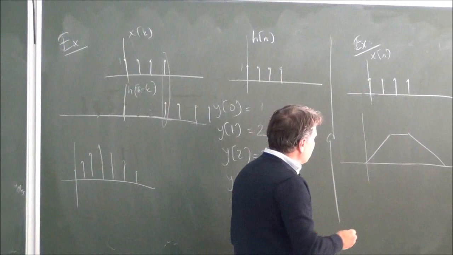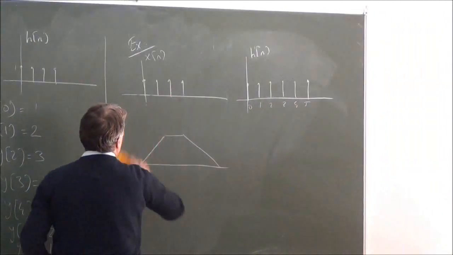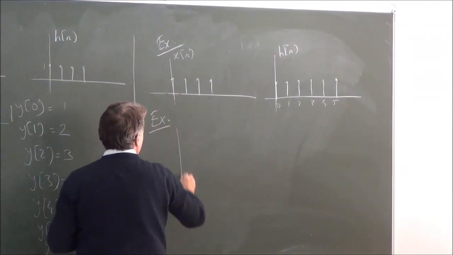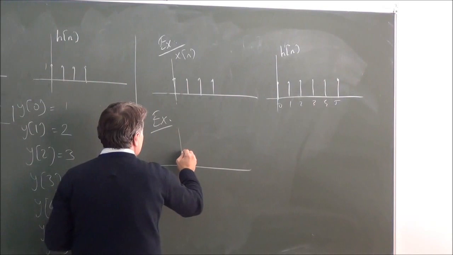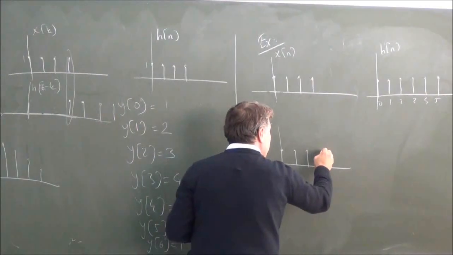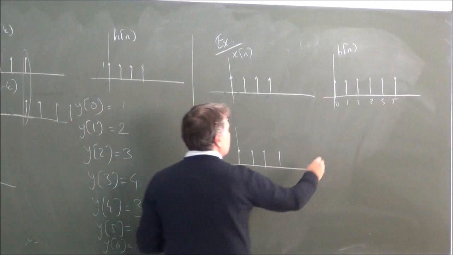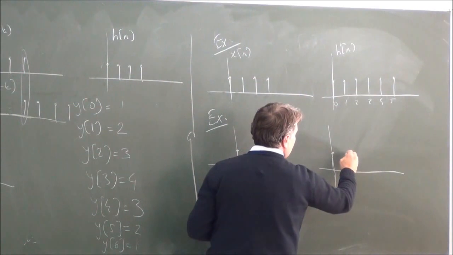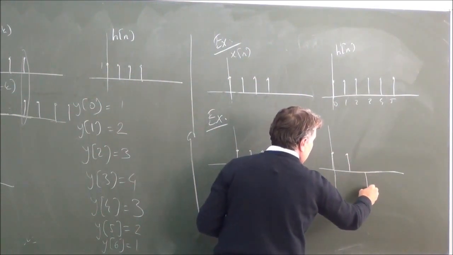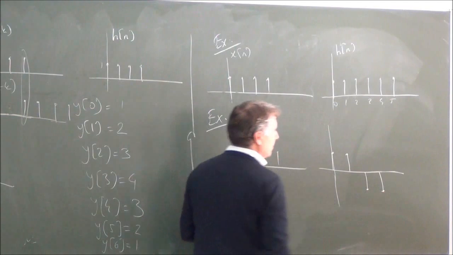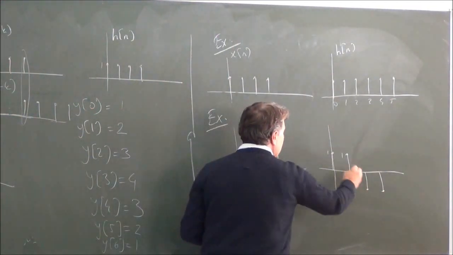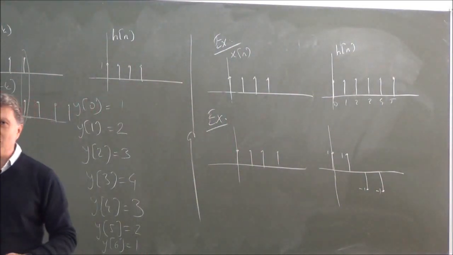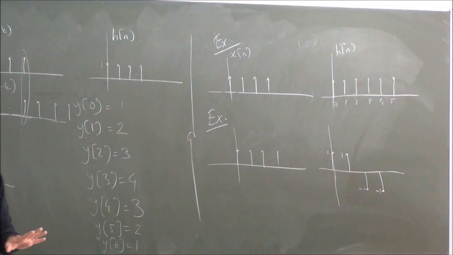How about these? X of n is again the same. Let me insist on this. And h of n is this: 1, 1, minus 1, minus 1. When you convolve, what happens? Do you have any intuition about what's going on?